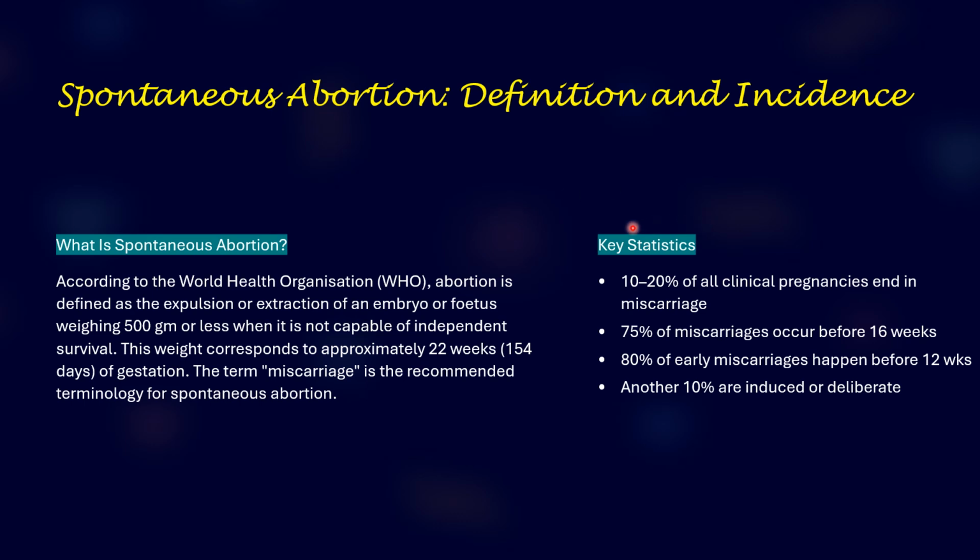Let's see what the statistics are. 10 to 20% of all clinical pregnancies end in miscarriage. 75% of miscarriages occur before 16 weeks, and 80% of early miscarriages happen before 12 weeks. Another 10% are induced or deliberate, which is medical termination of pregnancy.